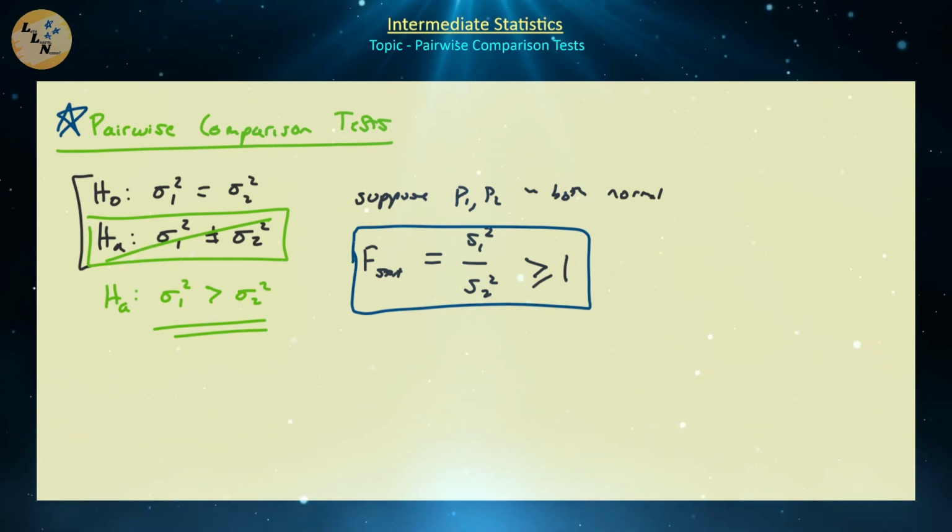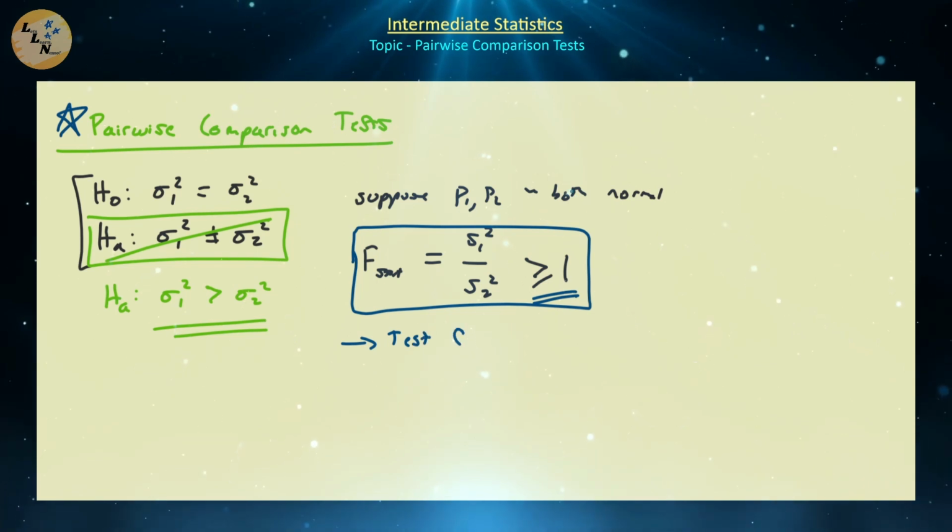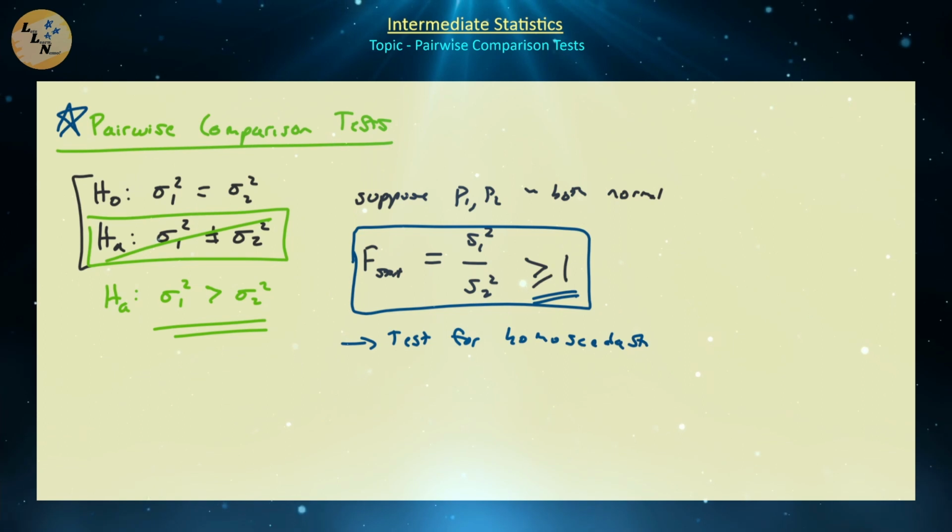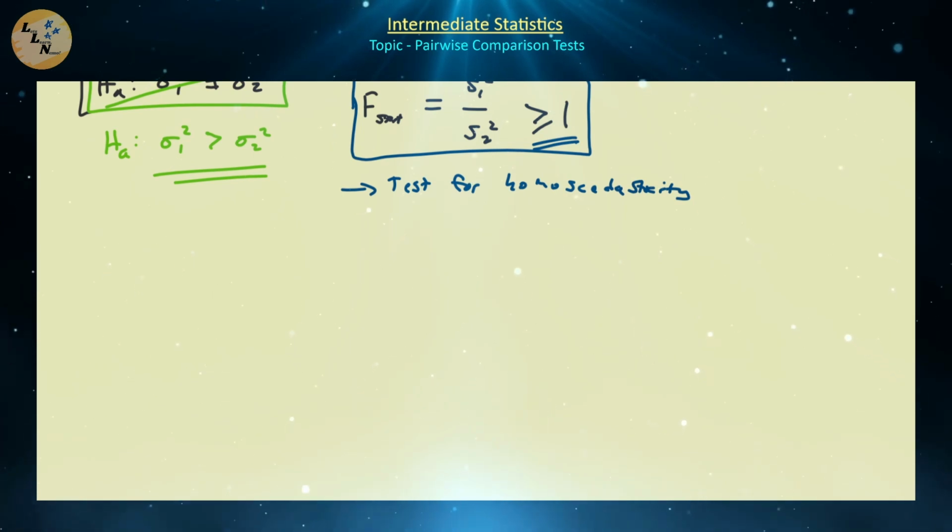So in this case, what are we actually testing for? If we have a test statistic that is close to 1, that means we have evidence to believe that these populations are homoscedastic to one another. And if the quotient is significantly greater than 1, that means we have evidence to believe that these populations are heteroscedastic to one another, right? So some people will also call this a test for homoscedasticity.